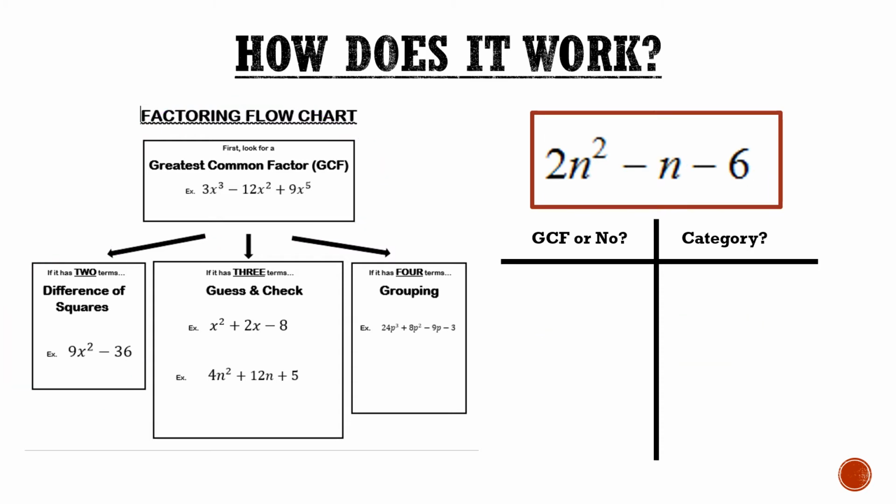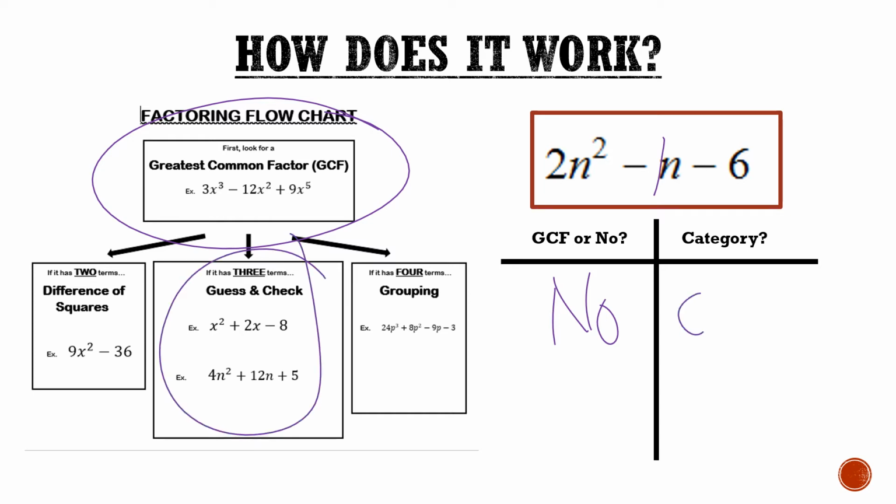Okay, another one here. 2n squared minus n minus 6. Again, I'm going to look for that greatest common factor. I see that they don't all have n's. This one has a 2, this one has a 1, this one has a 6. So if this has a 1, then the only thing I have in common is a 1, which doesn't change anything. So they do not have a greatest common factor. So the question is, which method? Well, I see that there are 3 terms, so that's going to be that guess and check. So we would use the guess and check method for this problem.